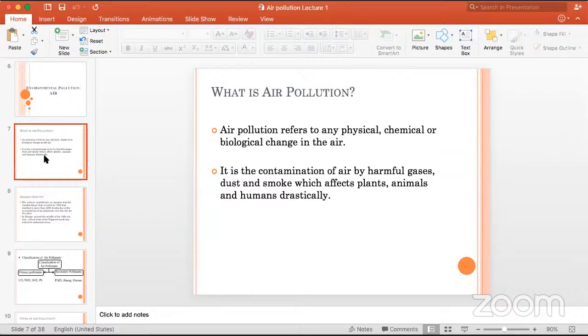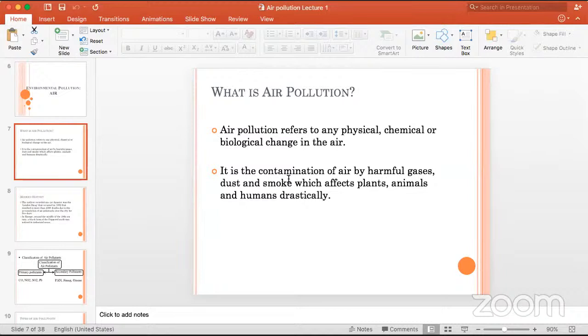Air pollution refers to any physical, chemical, or biological change in the air. If there are any undesirable conditions taking place in the air quality, we say that the air is becoming polluted. It is the contamination of air by harmful gases, dust, smoke, which affects plants, animals, and humans.